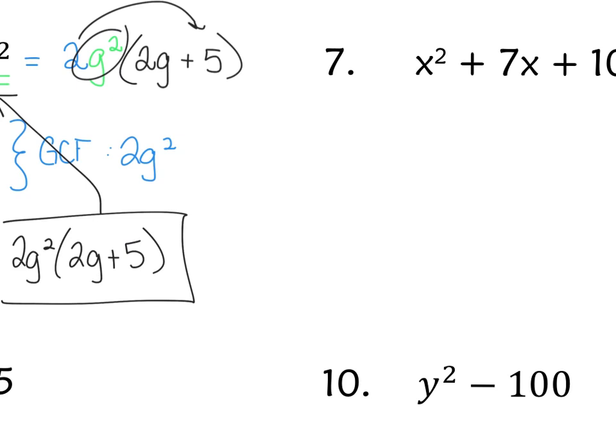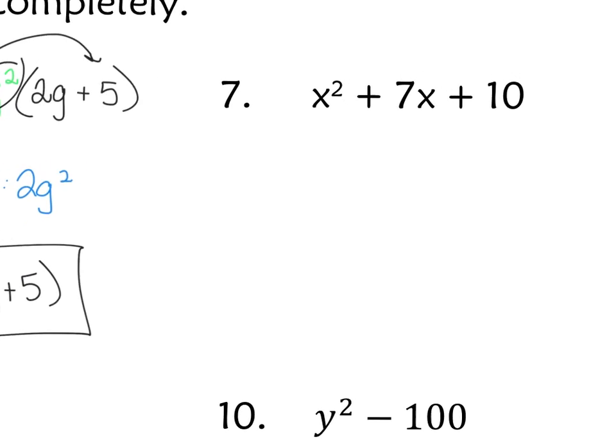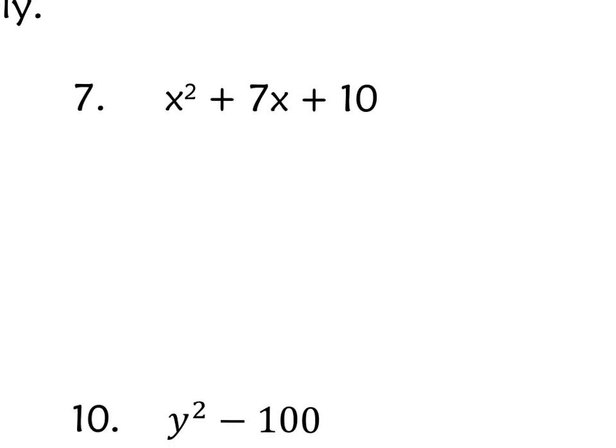For number 7, we have a trinomial that we are going to factor. So if you look back up at number 3, what we ended up with was a trinomial. Now I'm going to write the problem again over here. We had p minus 2 times p plus 4. And what we ended up with is p squared plus 2p minus 8.